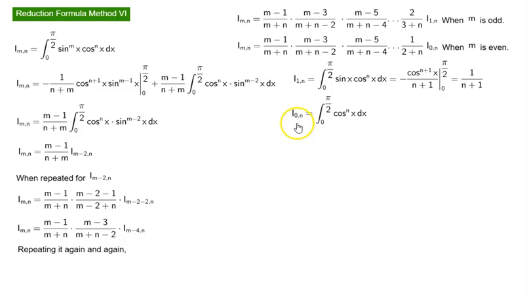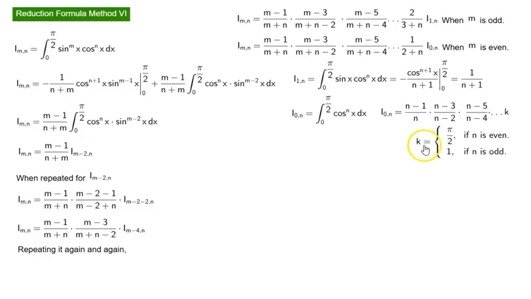Now, what about I sub 0 comma n? We have sine disappearing. Cos to the power of 0 x is 1. So that disappears. We are left with the integral of cos nx dx from 0 to pi by 2. And this we know, we have already derived this. So we get n minus 1 by n times n minus 3 by n minus 2 times n minus 5 by n minus 4 and so on up to k.